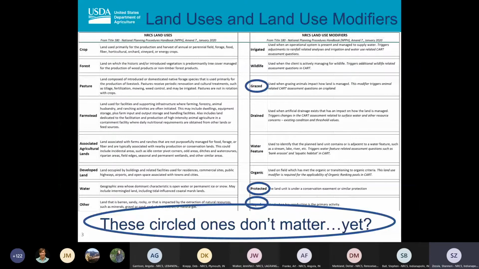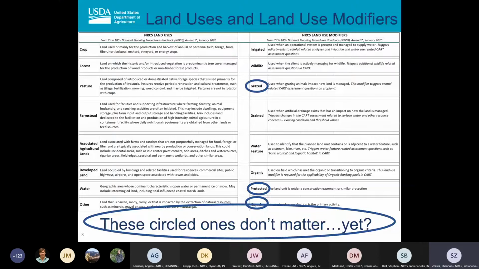Okay, and I say that these really don't matter yet, because as you know, there's one constant thing in this agency, and that is change. So I'm just going to encourage our certified planners in Indiana, get used to tagging the correct land use modifier now, even if it may not make a difference, because someday CART may be reprogrammed, and these modifiers will be very important. Okay, you can't see that one below, but that is HAYED. Sorry about that for my circle blocking that word.